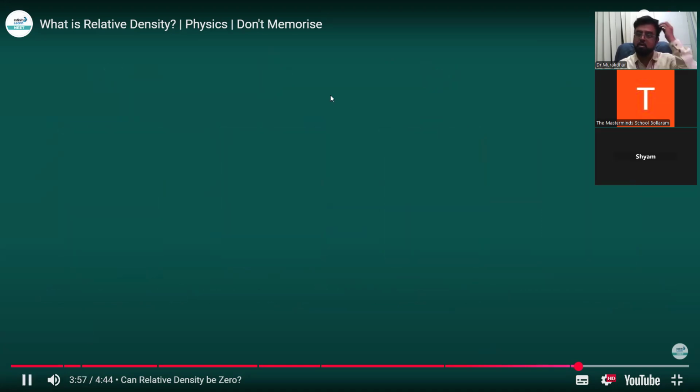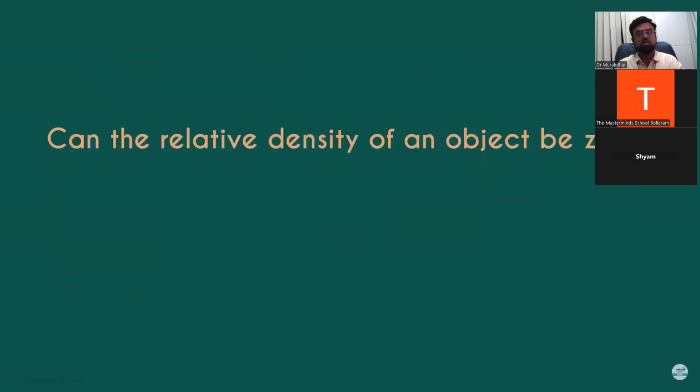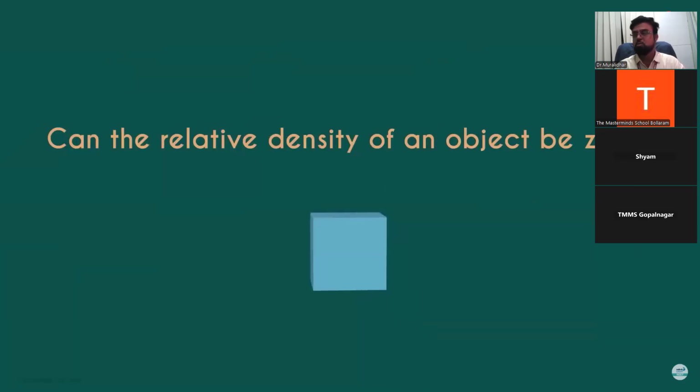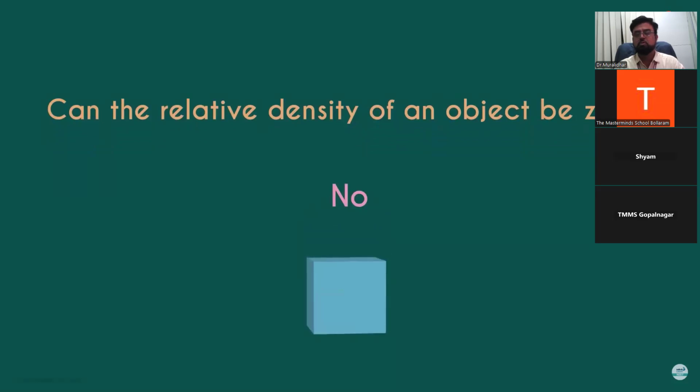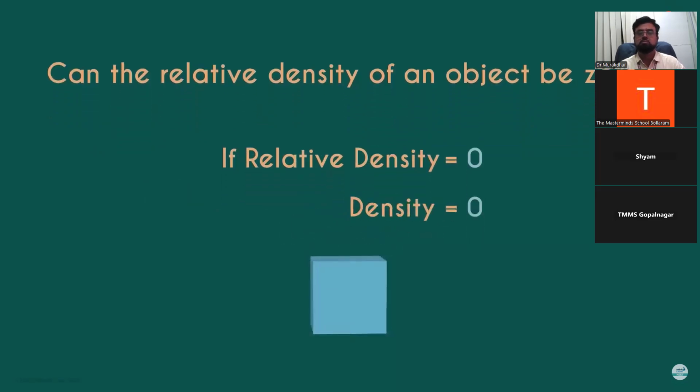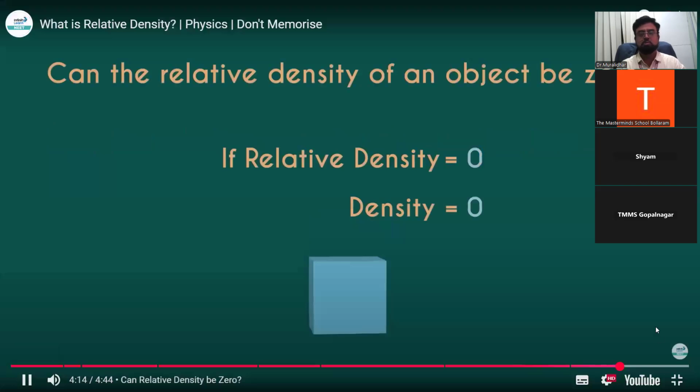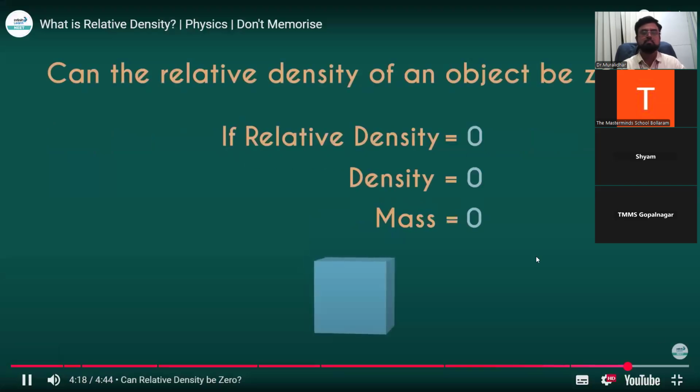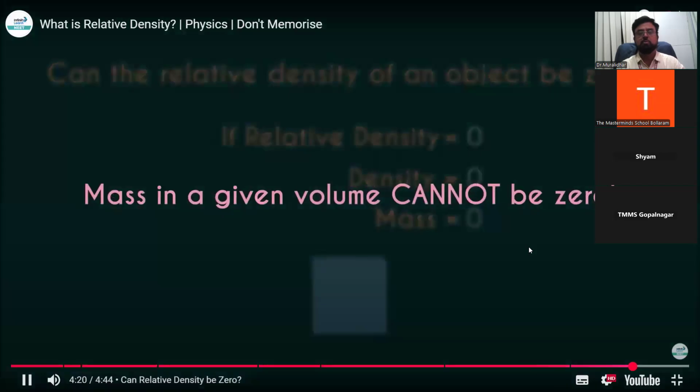There's one last question for you. Can the relative density of an object be 0? The answer is no. It can't be 0. Because if the relative density is 0, it will mean that the density of the substance is 0, which in turn will mean that the mass of the substance is 0. For any given substance, its mass in a given volume cannot be 0.